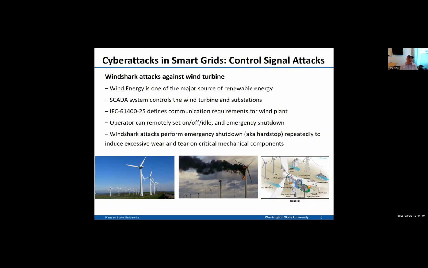The protocol they use is IEC 61400-25, which defines the communication requirements for the wind plant. The operator in the control room can remotely set on, off, and idle, and even perform the emergency shutdown procedure to stop the wind turbine. So the Wind Shark attack performs the emergency shutdown, a.k.a. the hard stop, repeatedly to induce excessive wear and tear on the critical mechanical components, finally damaging the wind turbine, as you can see from the middle figure in this slide.